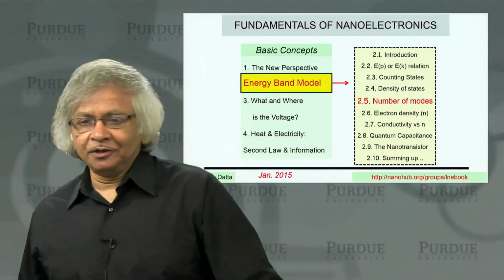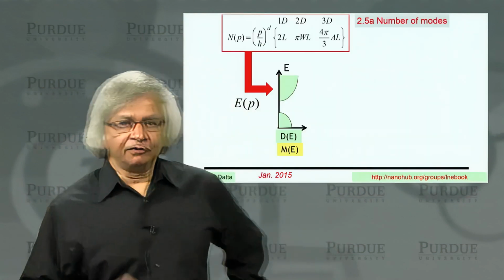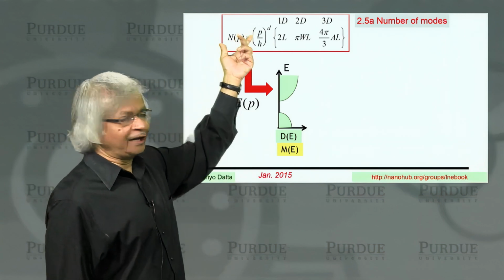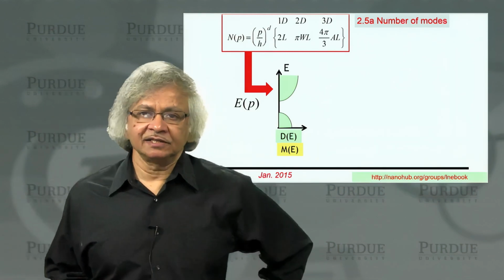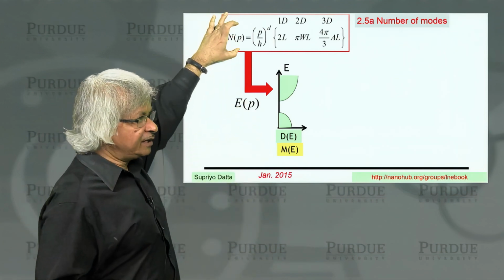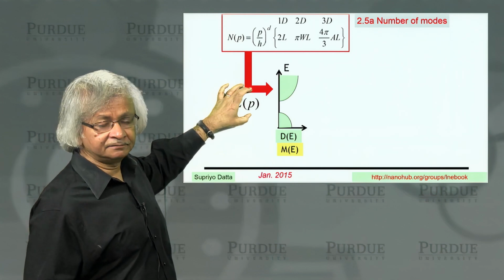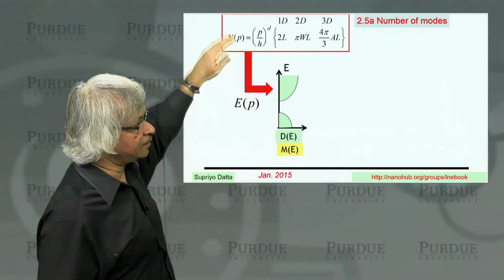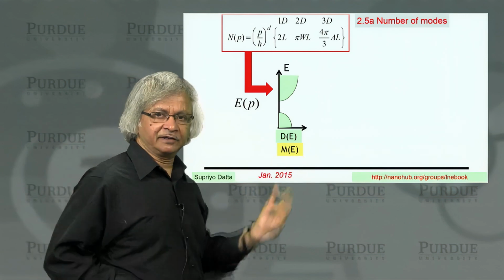Welcome back to Unit 2 of our course, and this is Lecture 5. Now, if you remember, what we did in Lecture 4 is we took this function n of p from Lecture 3, which came from this idea of counting states using the periodic boundary conditions. So that's this n of p, and what we did was combine it with the energy momentum relation to get a density of states. And what we want to do in this lecture is kind of do the same, but now we want the number of modes, which is a slightly different quantity.